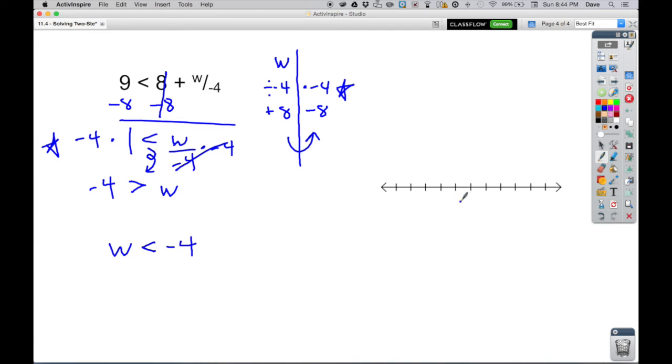w is less than negative 4. So all the numbers I'm about to graph have to be less than, but not equal to negative 4. So not equal to negative 4, but everything less than that. All right, and so that's putting all our steps together and how we solve two-step inequalities.